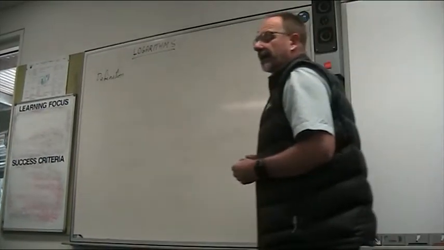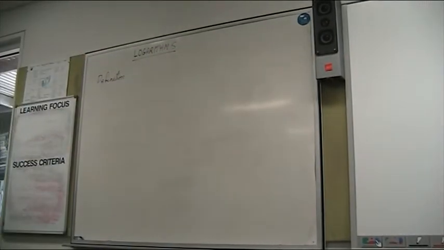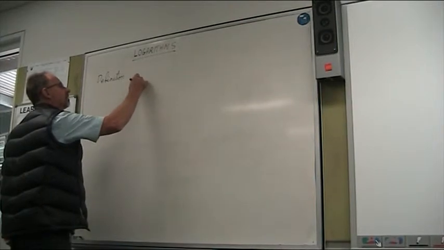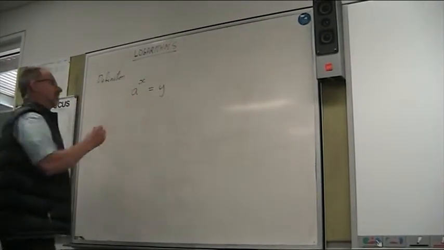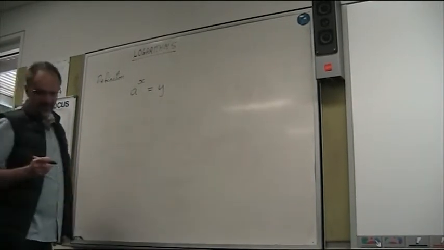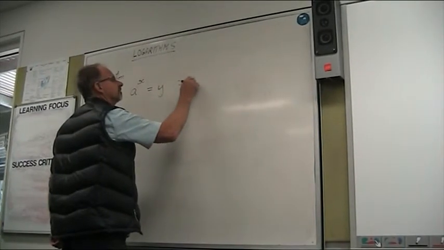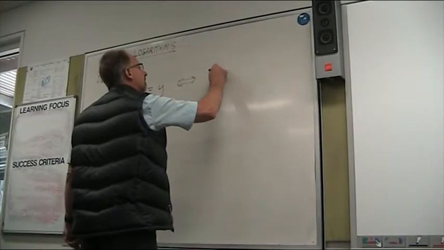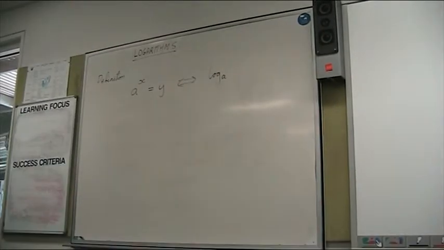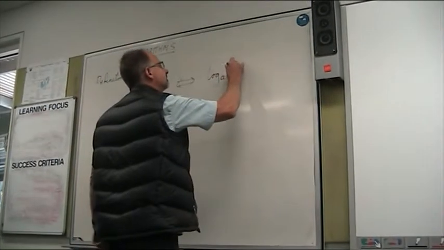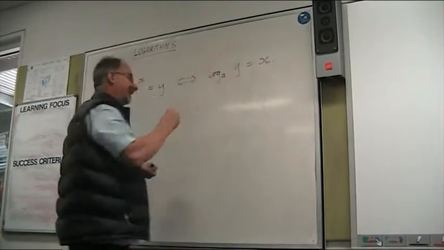Alright, today we're looking at logarithms. Logarithms and exponentials are related to each other. So if we have an exponential equation like this, base a to the power of some x is equal to y, then there is an equivalent logarithmic equation that relates to that. So log base a of y is equal to x.